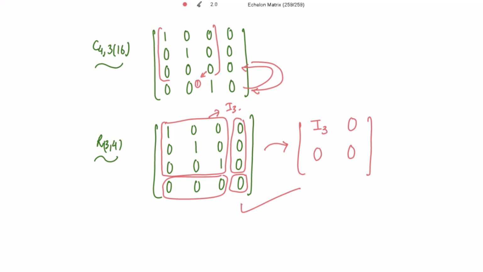Okay. Now to determine the rank of this matrix, I'm having the identity matrix of order 3. So the number of non-zero rows is 3. The rank of the given matrix A is equal to 3. Right? The rank is the number of non-zero rows in the normal form. So that is equal to 3. So the rank of the given matrix is 3.